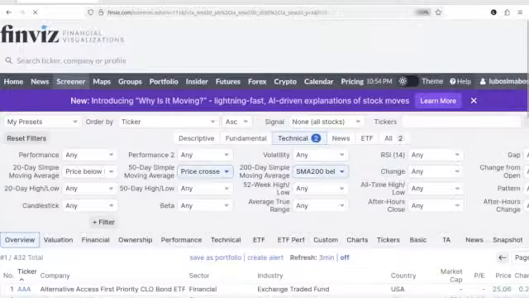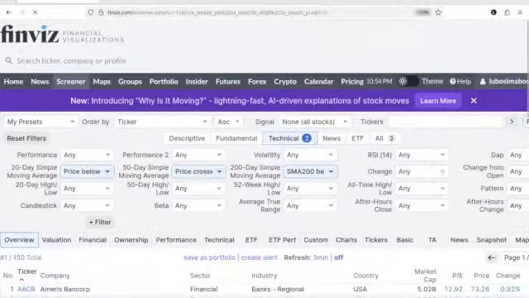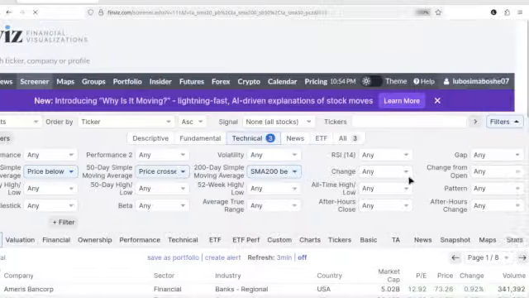Right, there we go. What's next? Right, so you move, let's move this here. Say change from open. Say up.